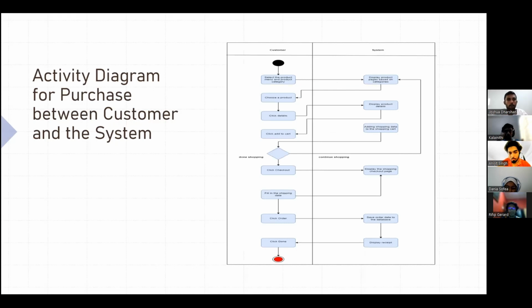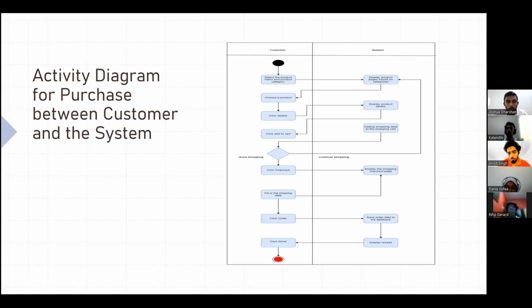The activity diagram for purchasing a product between a customer and the pet shop system illustrates the flow of actions involved in the process. It starts with the customer browsing through the available products, either by exploring the catalog or using search functionality to find the specific item. After identifying a desired product, the customer selects it for purchase.